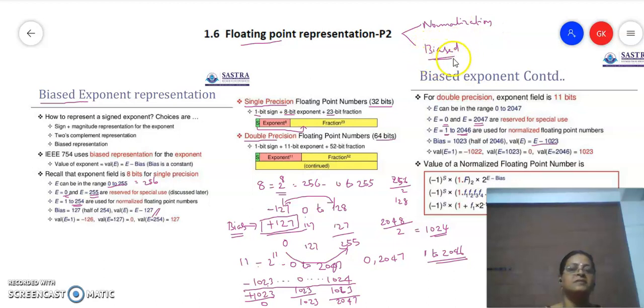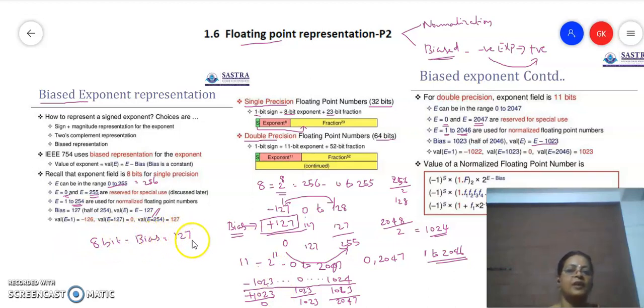The biasing concept comes into the picture in order to convert the negative exponent into a positive exponent, because we don't have a provision to store the sign of the exponent. So we have to convert the negative exponent to a positive exponent, and that can be done by adding the bias value. The bias value is decided based on the number of bits used for the exponent. If it is 8 bits, the bias value is going to be 127. If it is 16 bits, the bias value is going to be 1023.